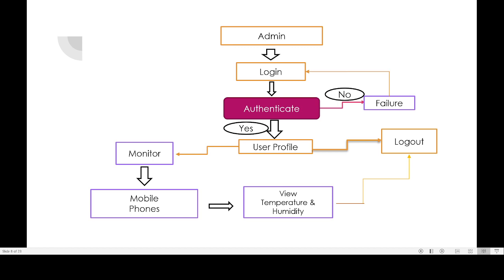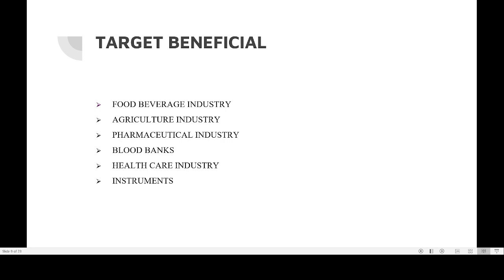Then on the mobile phone you can view the temperature and humidity sensor for the cooling condition, for maintenance purposes for the target beneficiaries. In food and beverage, I mean the restaurant industry, the agriculture industry, the medical industry, blood banks, the healthcare industry, and the instrument-using industry. Here, the cooling system monitoring devices are used in food and beverage, medical, and blood banks. In healthcare and instrument agriculture, there are only a few.